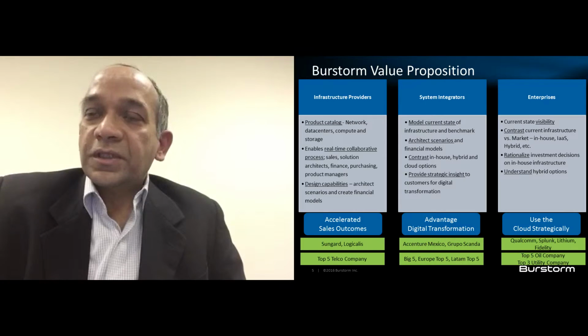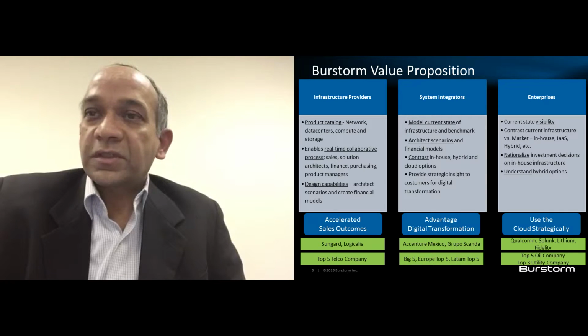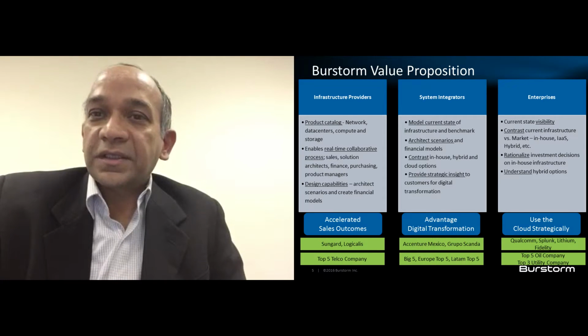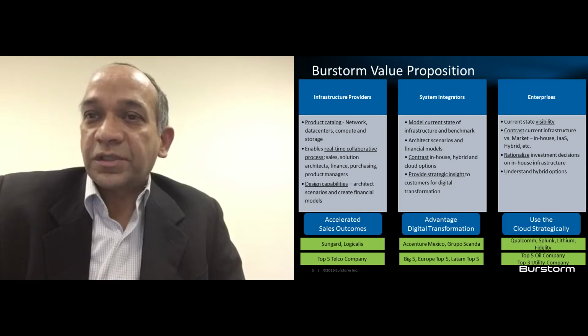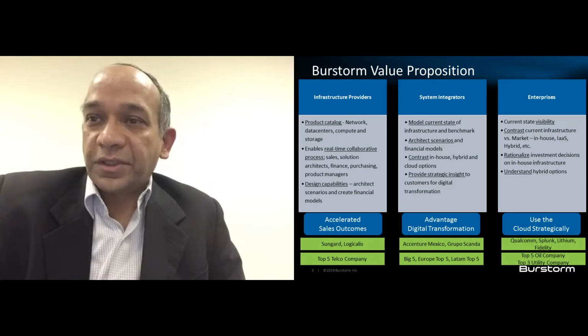Enterprises can use it for getting a visibility on the existing state and contrast in-house infrastructure versus the market, IaaS, hybrid options, etc. They can rationalize investment decisions on in-house infrastructure, and understand hybrid options. So for the infrastructure provider, there are accelerated sales outcomes. For the systems integrators, there are advantages to digital transformation. And finally, to enterprises, they can use the cloud strategically.